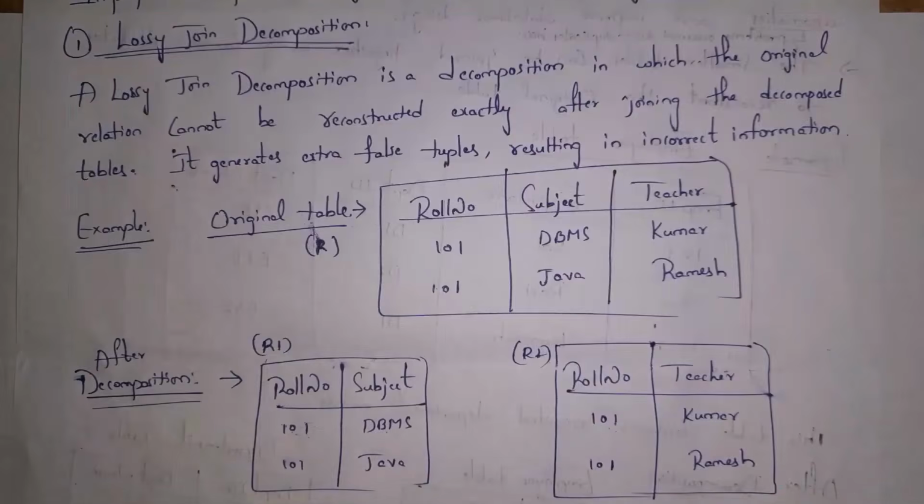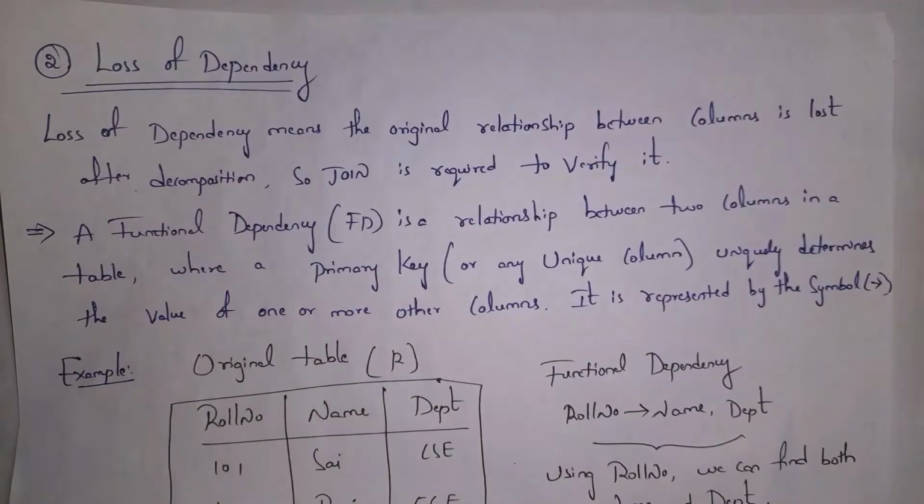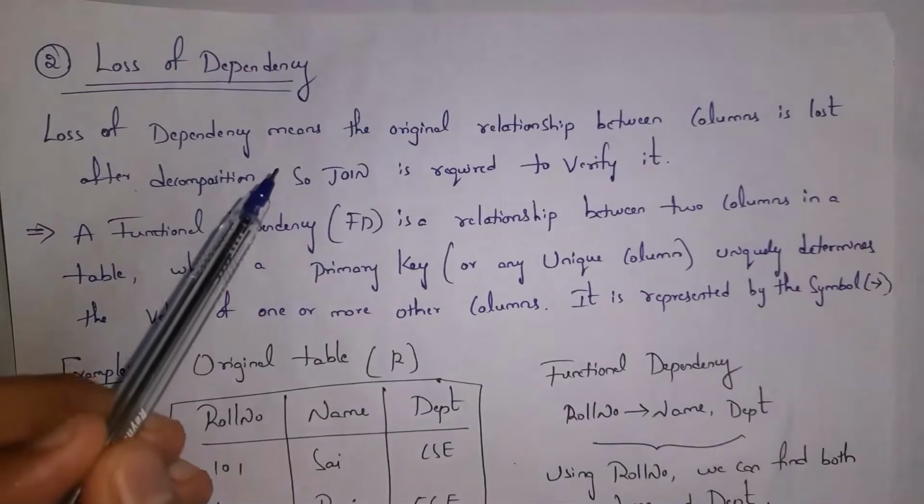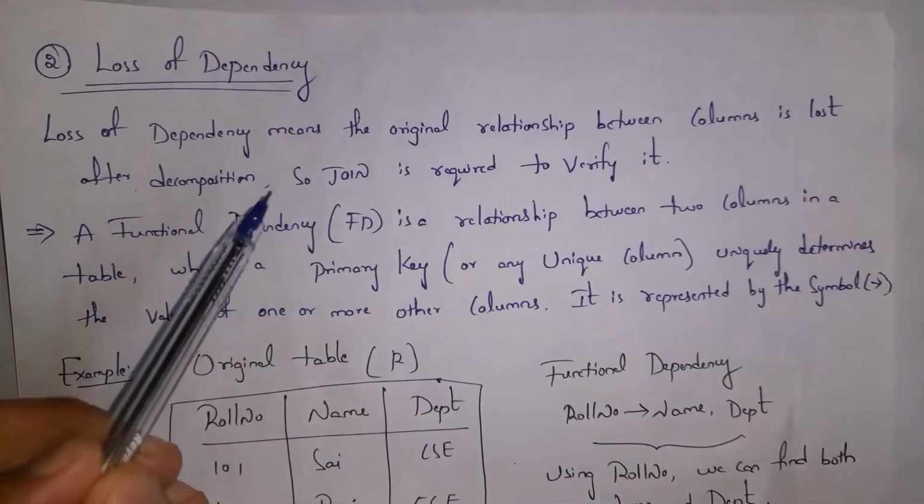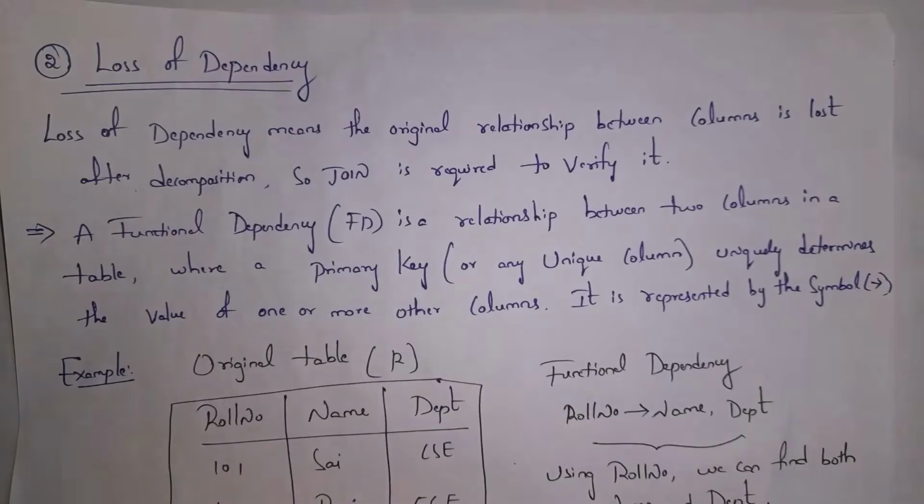Next I will explain another problem, that is loss of dependency. Loss of dependency means the original relationship between two columns is lost after performing decomposition. So again we need to join the decomposed tables in order to verify the relationship between columns.